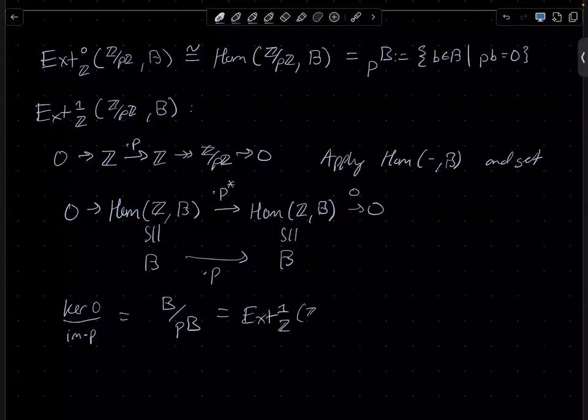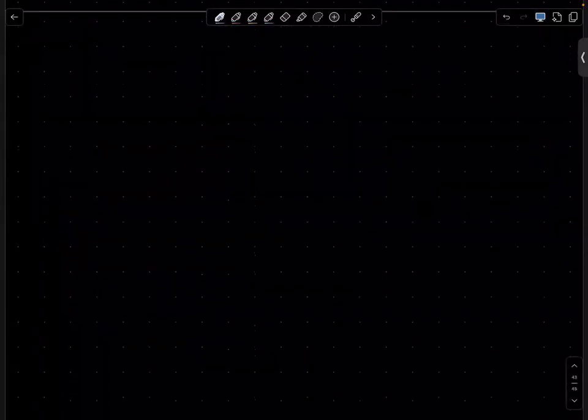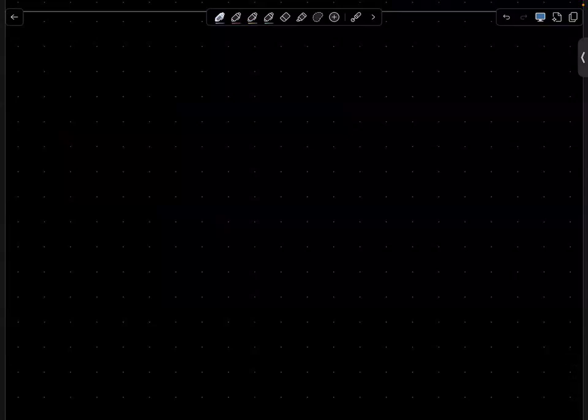X of Z mod PZ with B. Let me just make sure Zoom is okay. Yeah, good. Okay. I put in Z mod PZ in the first argument. What happens if it's Z?